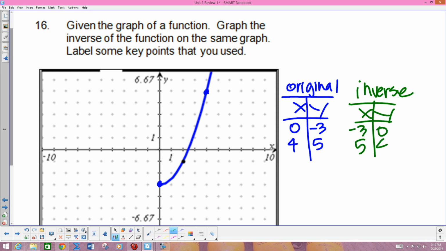And that was a nice way how you guys said it. They just switch. So you're going to go plot those points. Negative 3, 0, and 3, 0. And we have 5, 4, and 1, 2, 3, 4, 5. And so it's a mirror.